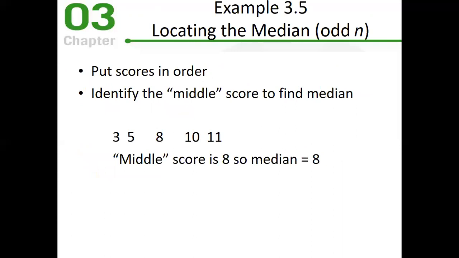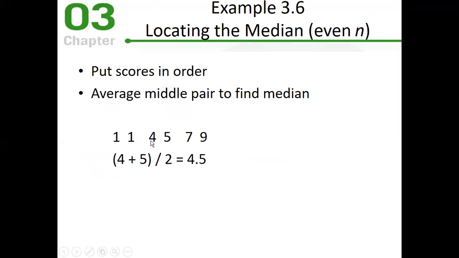Okay, what is the median? It's the middle score. Everyone probably remembers this from former math courses. Here we have a data set, 3, 5, 8, 10, and 11. The middle score is 8, the median is 8. Okay, 50% of values above the median, 50% below.